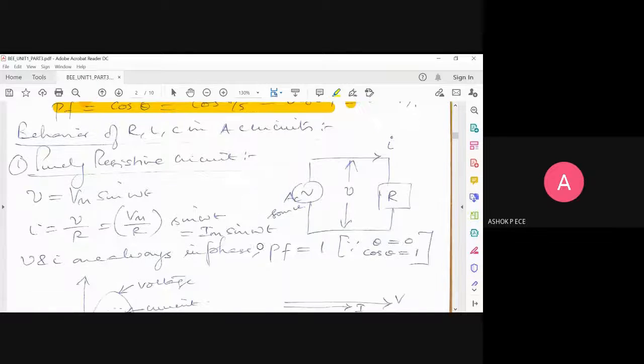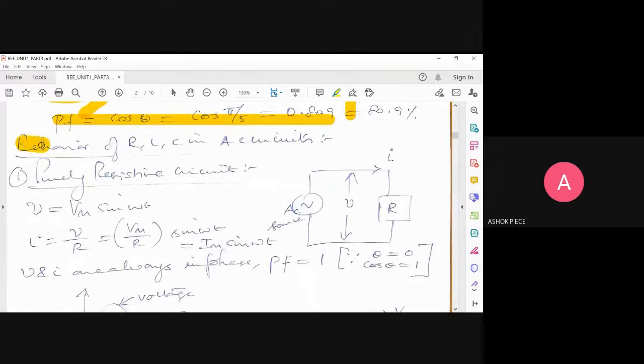Yes, sir. So now we are going into complete AC circuits. We are going to see what will happen if I excite a resistor, inductor, and capacitor in an AC circuit. So you have a single resistor and I'm going to apply an AC source.